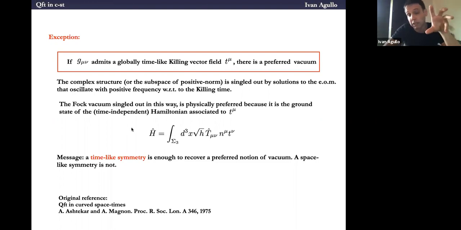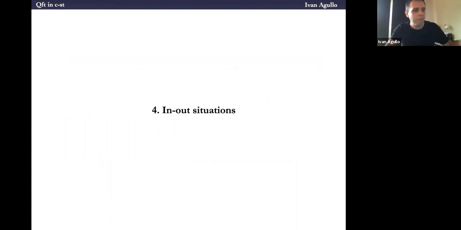I don't prove this as a theorem, and I just refer you to the original reference. This was obtained by Ashtekar and Magnon in the 70s. Okay, with this, I want to finish this section on the ambiguity, the existence of multiple, different, and many times inequivalent Fock representations.